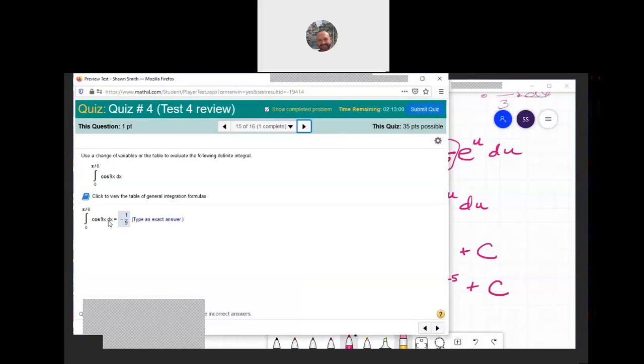All right, so this one's just using some trig functions. So this says use a change of variables or the table to evaluate the following indefinite integral.